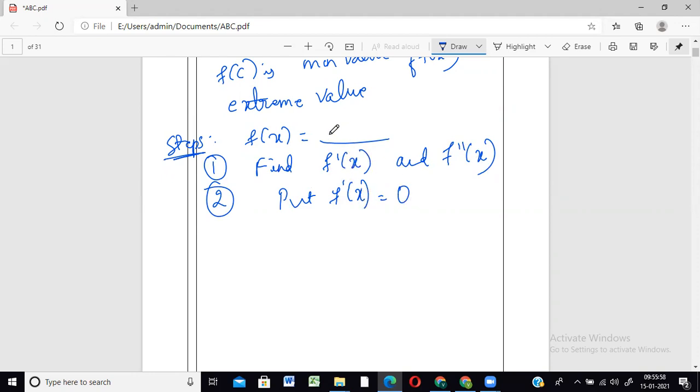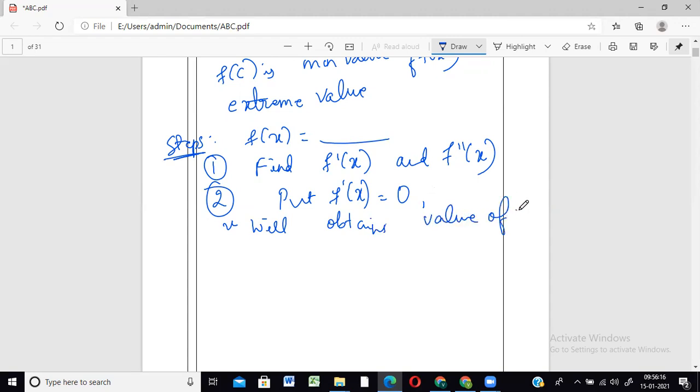See, f of x is actually a function. When you differentiate it, f dash x, you will get an equation like that. Again, you're going to substitute it as 0, and then when you substitute it as 0, you will obtain values of x.